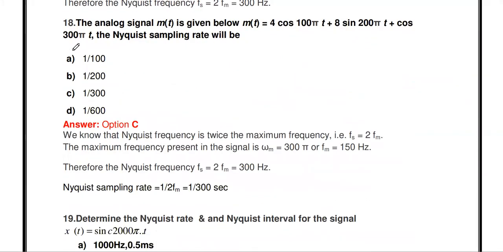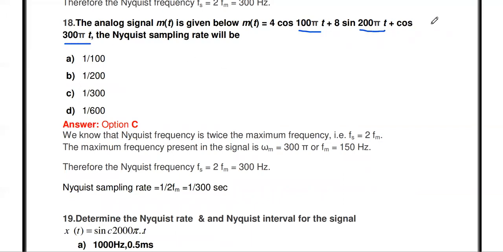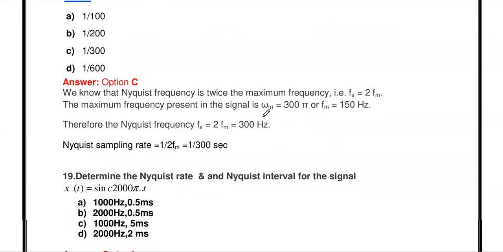Okay. Then the next problem: the analog signal m of t is given as 4 cos 100 pi t plus 8 sine 200 pi t cos 300 pi t. The Nyquist sampling rate will be dash. So here in these 3 terms, it is similar. You just find which one is the highest frequency component. Here 100 pi, 200 pi, 300 pi. In these 3 signals, which one is the highest frequency component? 300 pi. So the maximum frequency omega m is equal to 300 pi.